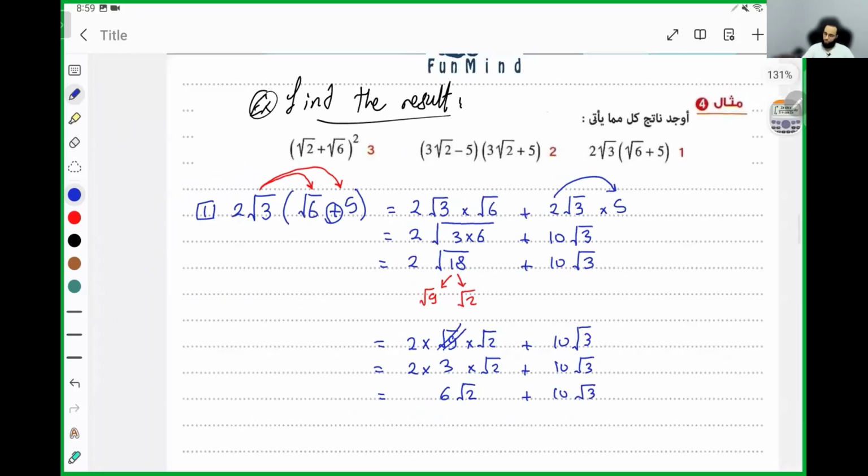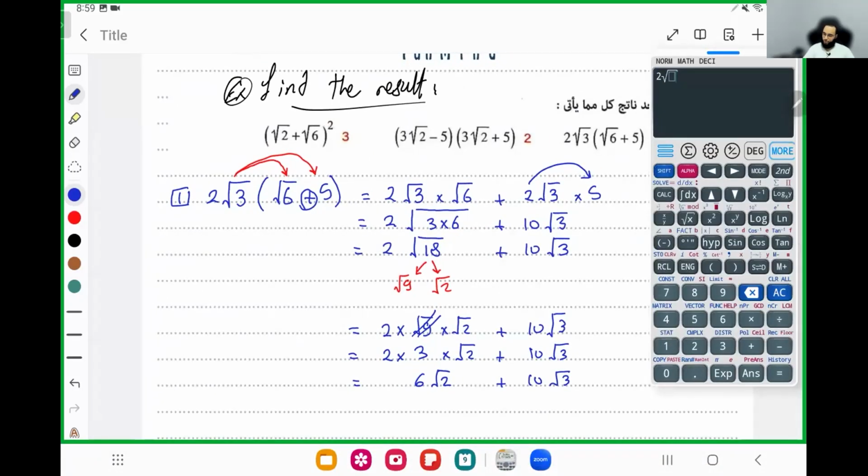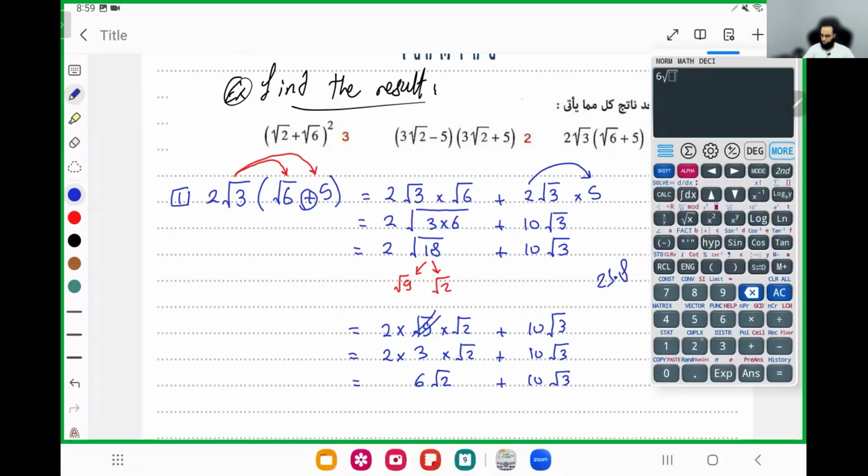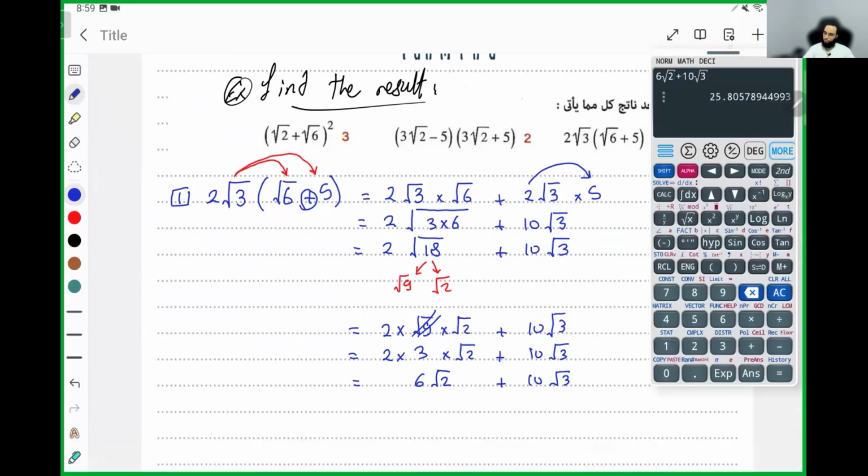Let's check the calculator. 2 root 3, open bracket, root 6, plus 5, close the bracket. Actually, it's 25.8. Let's check this: 6 root 2 plus 10 root 3. Yes, it's 25.8 also, so we are correct.